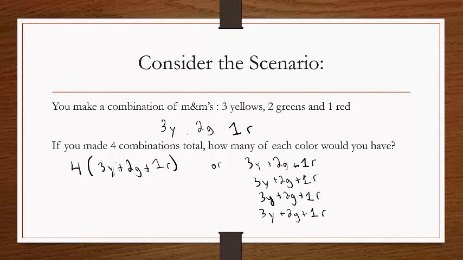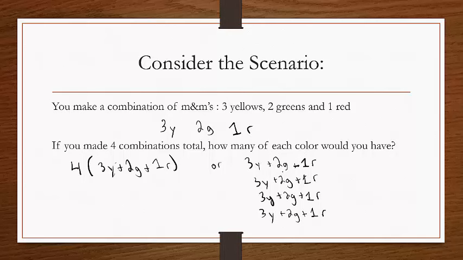So compare the two sides. Which one would you rather work with? Usually the left side is the easier one to work with because it's less writing. But that's what you would have. You'd have 4 combinations of those colors.